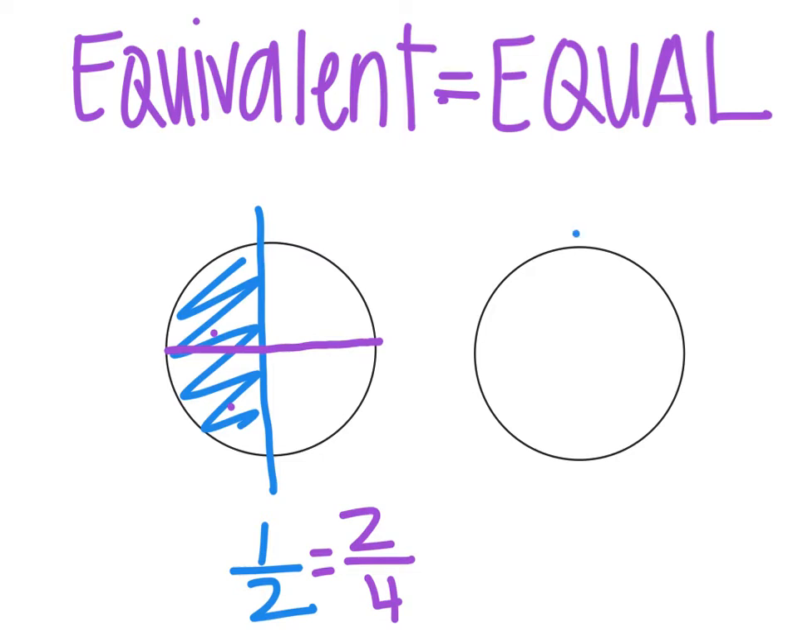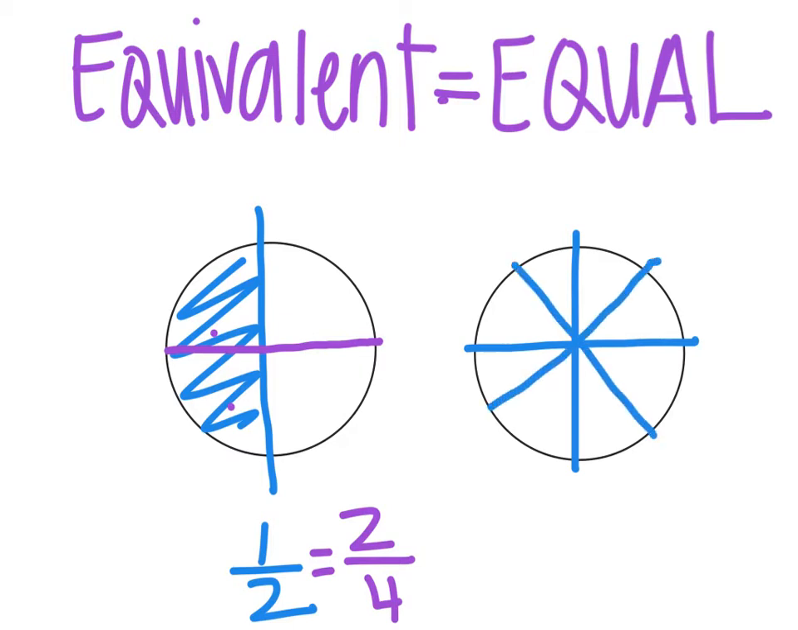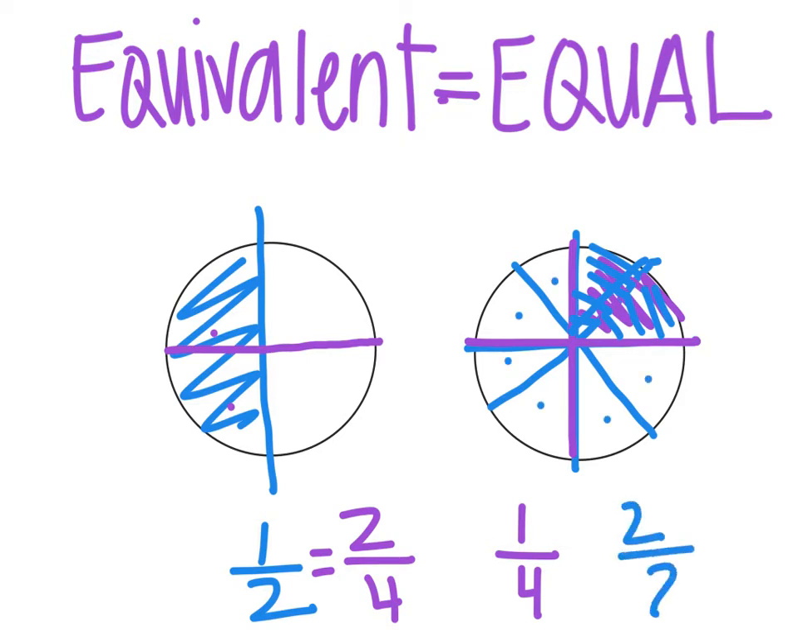Similarly, I could say that this pizza on the right, let's say I ate 1/4 of it. I have 4 pieces here, and one of them is eaten. So if you look at the purple, it looks like 1/4. But if you look at the blue, it looks like 2 out of 1, 2, 3, 4, 5, 6, 7, 8 pieces are shaded in. So that means 1/4 and 2/8 are equivalent.